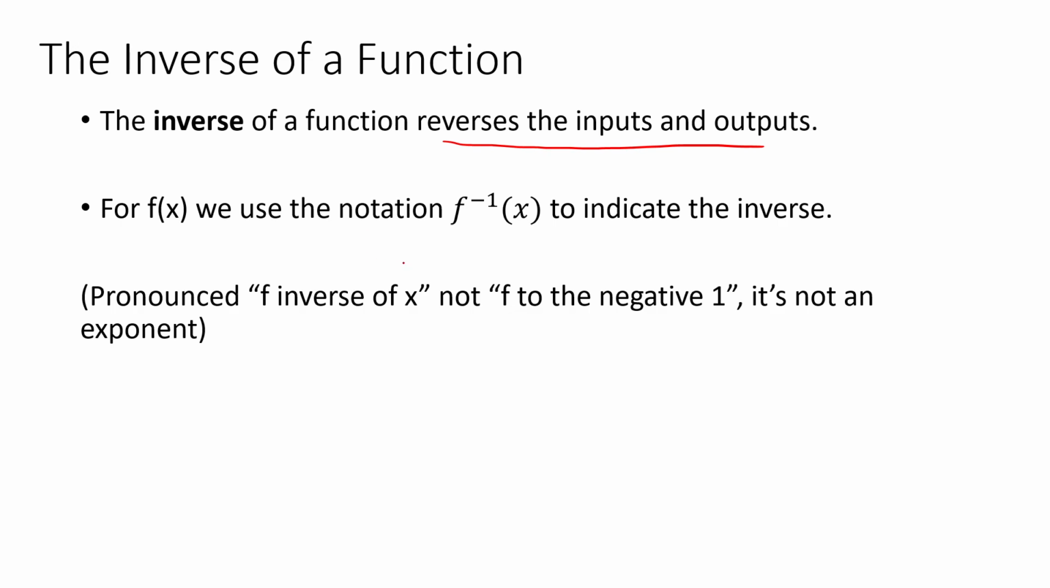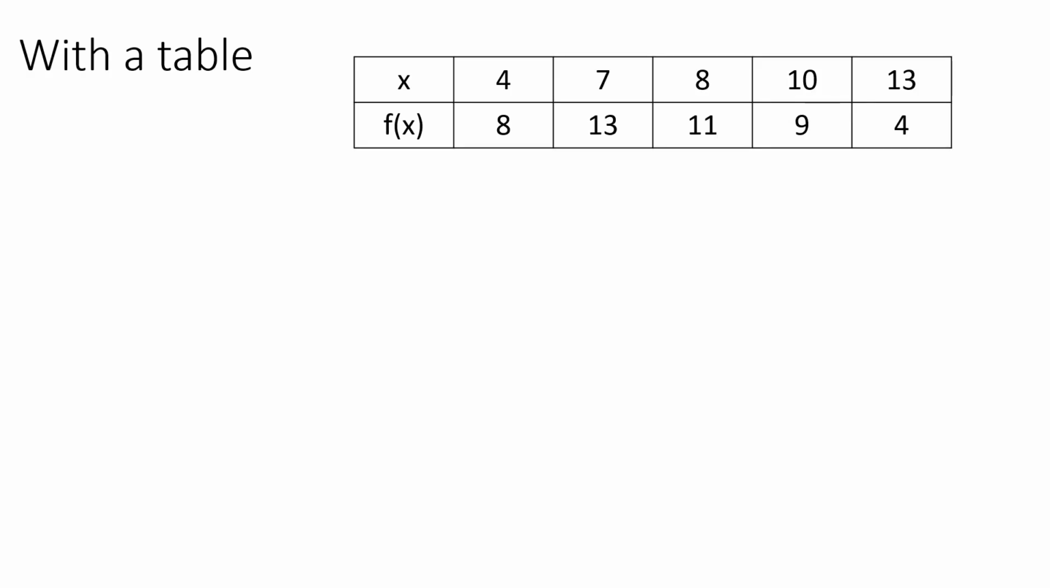Okay, we use this notation. So this is read f inverse. You don't read that as an exponent. If you wanted to make it an exponent, you'd have to put it on the outside like this, but we're not really going to look at that. Okay, so it's pronounced f inverse of x, not f to the negative 1. It's not indicating to take a reciprocal. And again, we should know how to do it with a table, a graph, and an equation.